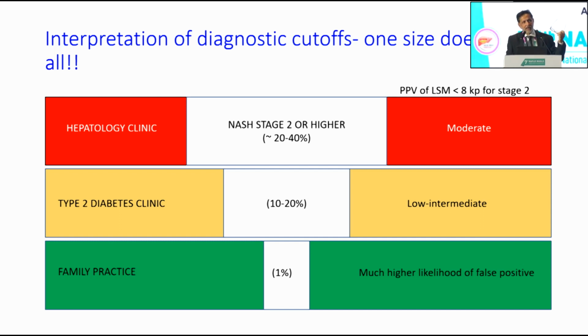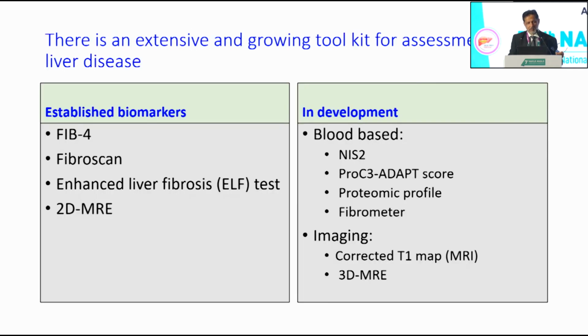So for the same cutoff of liver stiffness of 8, your ability to diagnose somebody with significant fibrosis is going to be different based on whether you're seeing them in your advanced hepatology referral clinic, or whether you're going into a primary care clinic and doing screening over there.